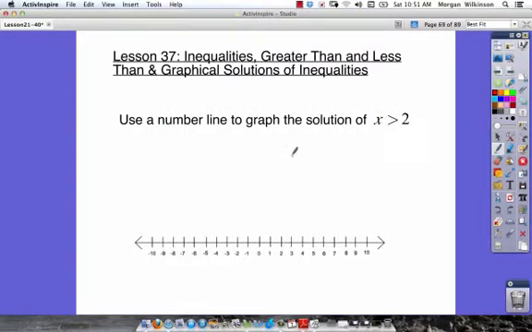So if we want all numbers that are bigger than 2, that might include 3, 4, 5, those are all bigger than 2. So the way we're going to show that on a number line, we want x is greater than 2, so we're going to have an open circle on the 2. We want all numbers that are greater than 2, so we can have a line going out to the right. I'm making the best straight line that I can here. That's one way that we can show our answer.